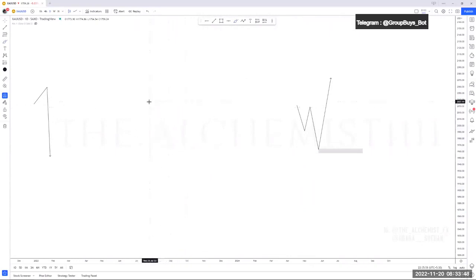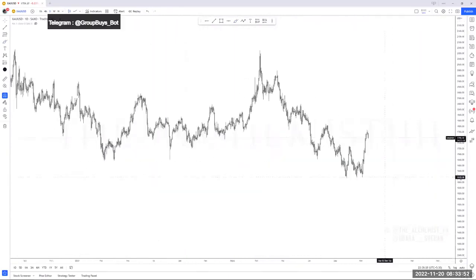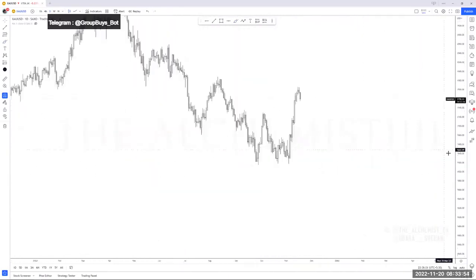So can you understand this? Support, resistance and all that stuff. Now let's see how we can get some entries. Let's see how we can get some good entries with this.